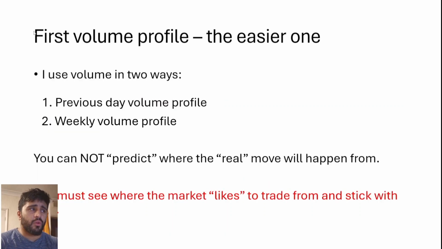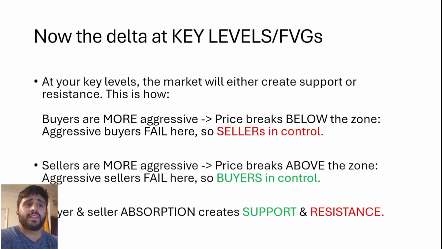How do you know whether to go long or short? So we've established where the market wants to trade, right? It wants to trade near areas of high volume. Now we look at the delta inside of key levels, right? So at your key levels, the market creates support or creates resistance.